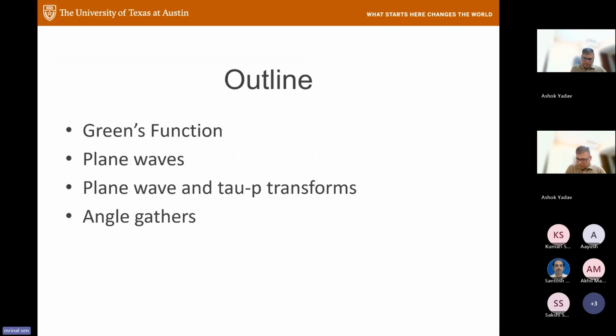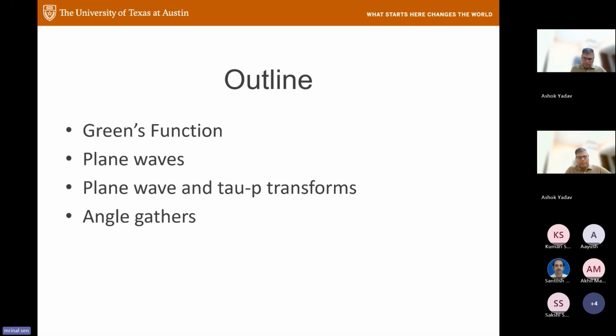So the outline or the topics that I'm going to discuss in this particular lecture include Green's function, and I'll tell you what Green's functions are, and then plane waves, then relate those to Tau-p transforms, and there's one other concept that you may be familiar with. It's called angle gathers, which are used quite extensively in inversion, especially for AVO kind of work and imaging.